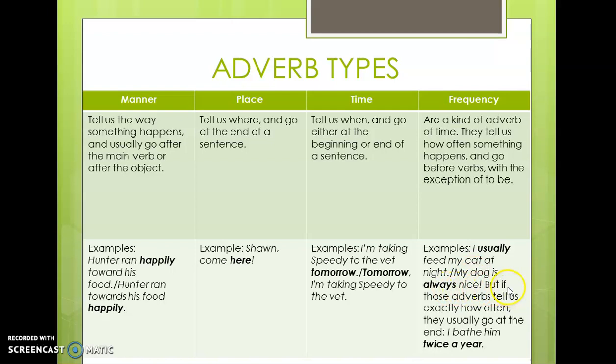Look guys, very important. But if those adverbs tell us exactly how often, they usually go at the end. For example, I bathe him twice a year. So if it's very specific and they are telling how often, you are going to use it at the end of the sentence. As you can see, it's very simple. The situation is this, just short for you to continue practicing in the English language.